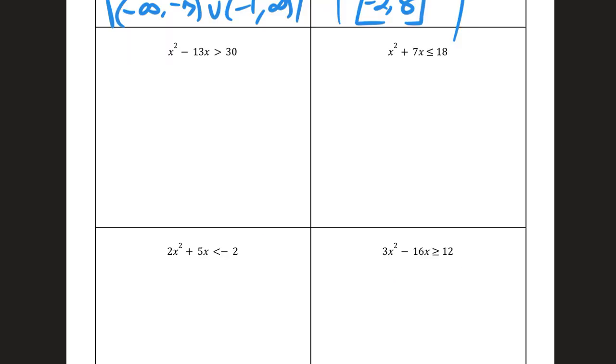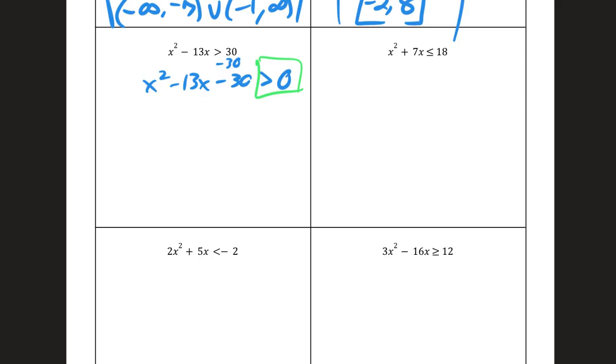So the next one, x squared minus 13x is greater than 30. I want this to be compared to 0, so I'm going to subtract 30 first. So x squared minus 13x minus 30 is greater than 0. And now I know I'm trying to answer where is this function positive, and so I can do a sign chart.